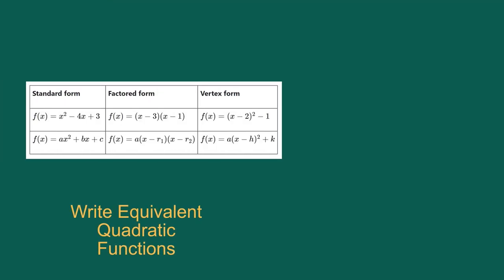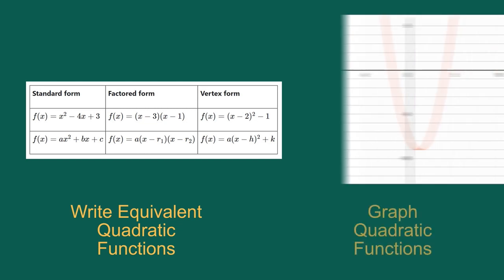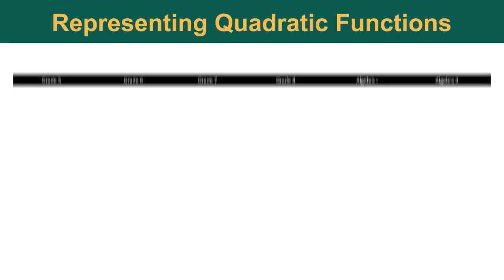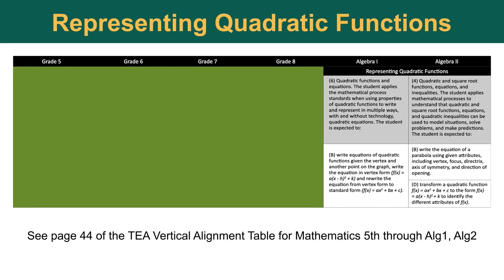In this unit, they will write quadratic functions using factored form, standard form, and vertex form. They will also graph these quadratic functions from the different forms. Let's take a look at the vertical alignment for representing quadratic functions in 6b to understand better what students will master in this unit and beyond.